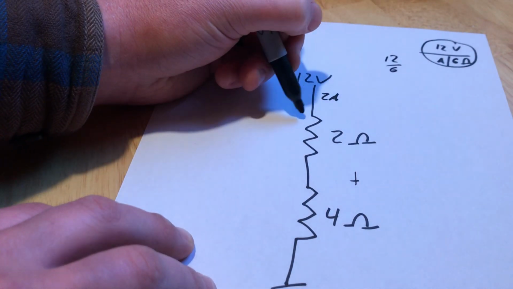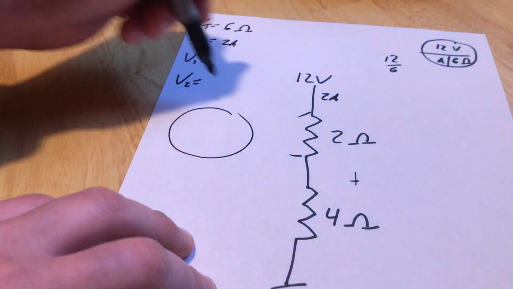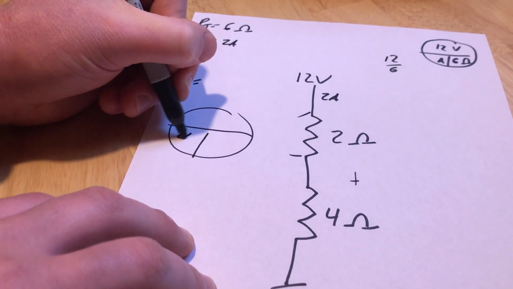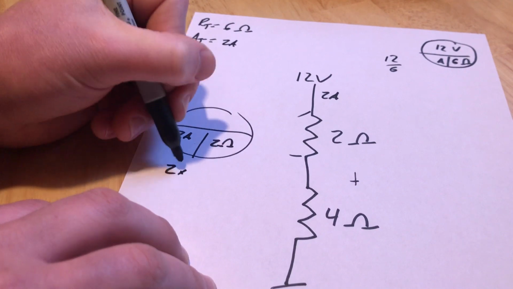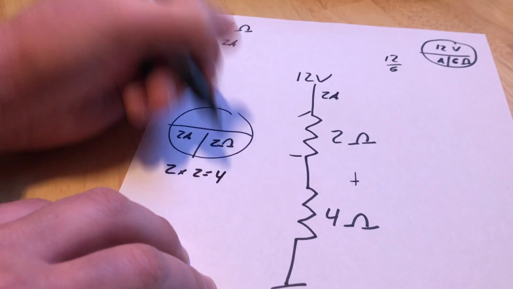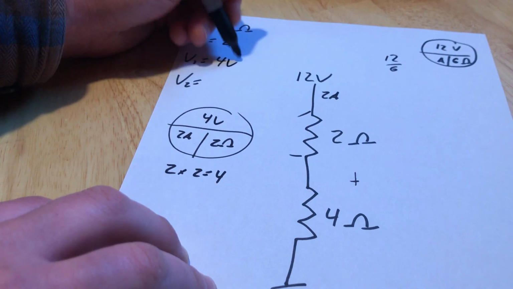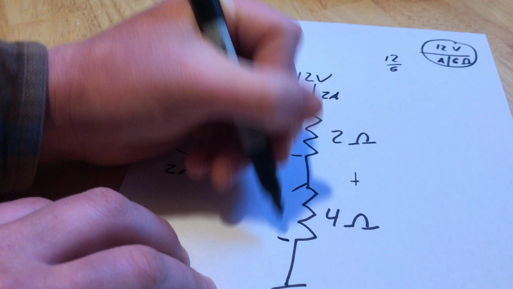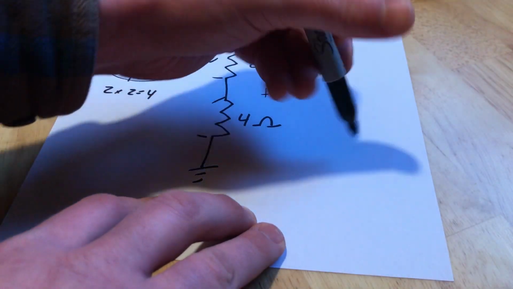And now I want to figure out voltage drop across this first one. Hello, ohms. So I've got 2 amps. I've got 2 ohms. 4 volts dropped. Let's do this next one. I'll do it over on this side to keep things separate.